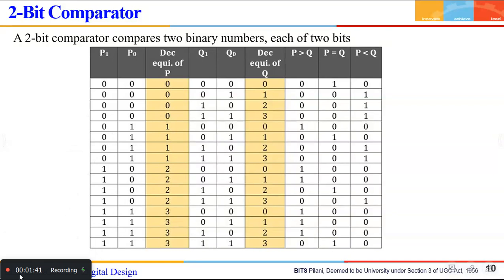So have you understood why you got that combination of zeros and ones in P greater than Q? And why it is like that for P equal to Q? Why P less than Q?